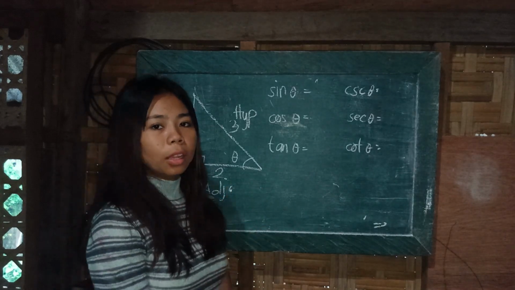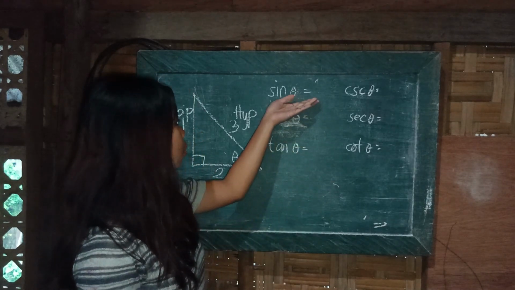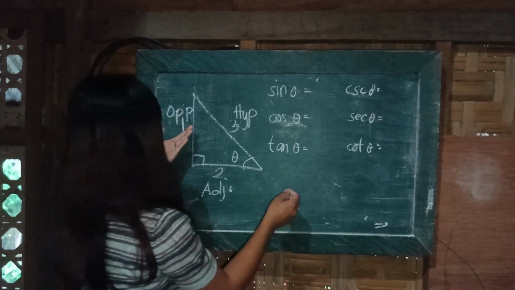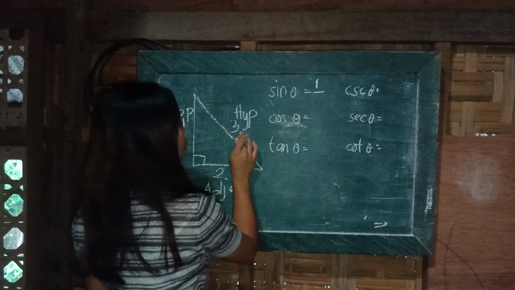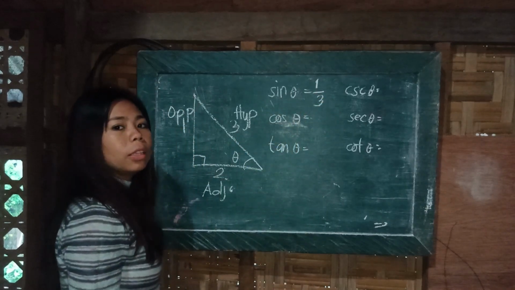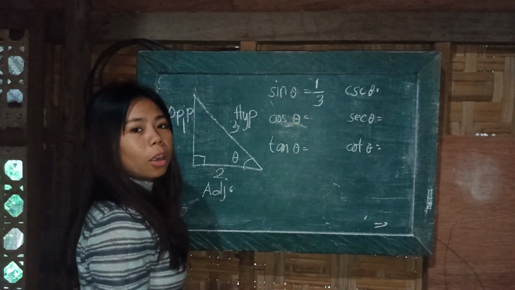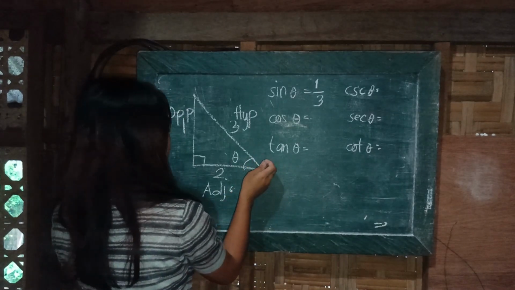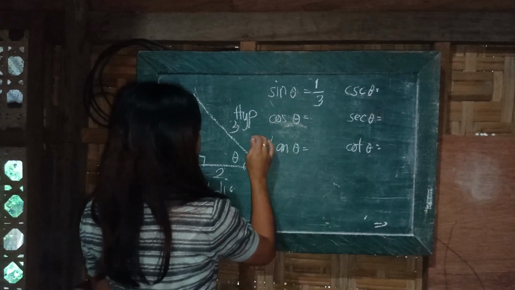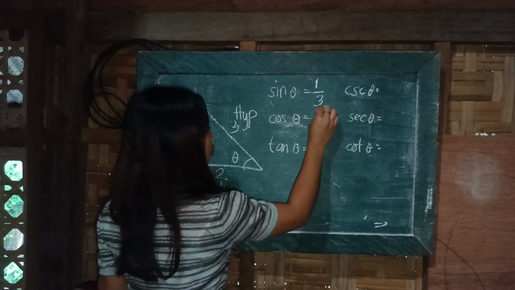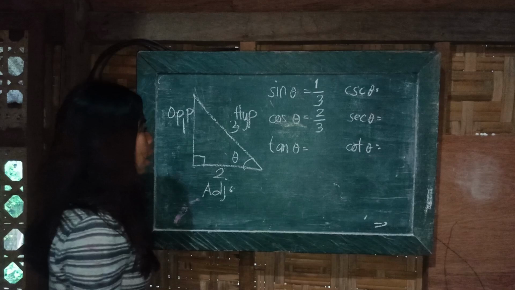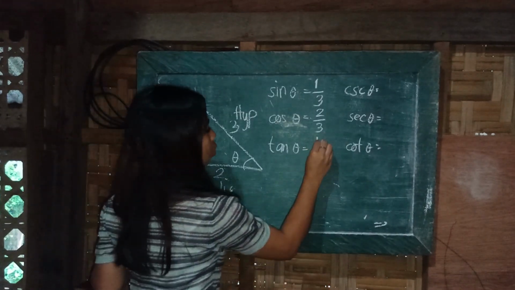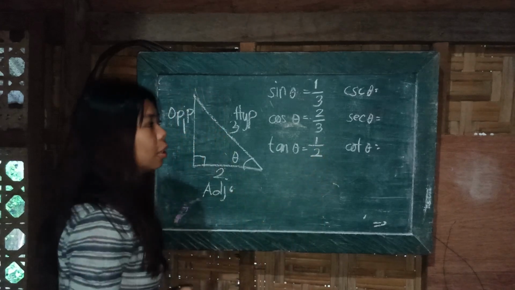So now, let's get the value of sine theta. Our sine theta is opposite over hypotenuse. So this one is 1, and our hypotenuse is 3. So that is our sine theta. And next, our cosine theta is adjacent over hypotenuse. So our hypotenuse is 3 and our adjacent is 2, so 2 over 3. And our tangent theta is opposite over adjacent.